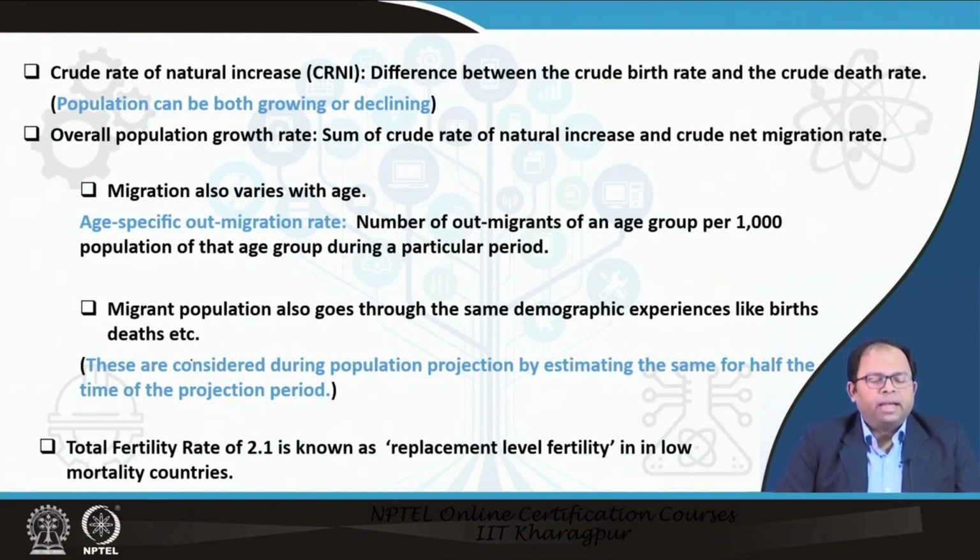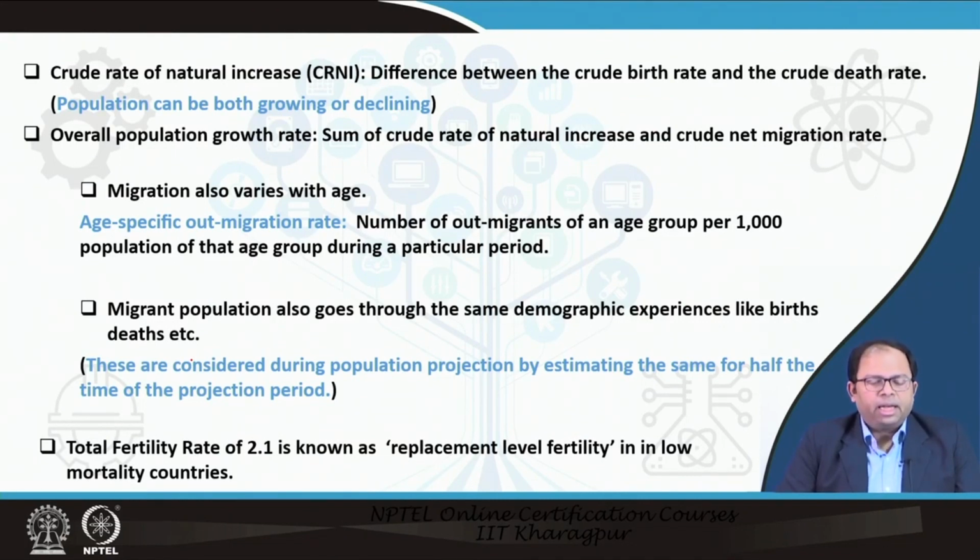Then looking into migration, migration also varies with age. That means people from different age groups are more likely to have different rates of migration. For example, a person in the age group of around 25 to 35 has a more likely chance of migrating to a new area. So we need to have age specific migration rates. The number of out migrants of an age group per 1,000 population of that age group during a particular period is the age specific out migration rate.